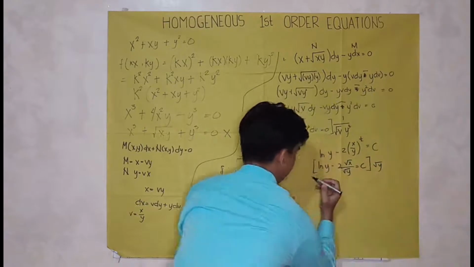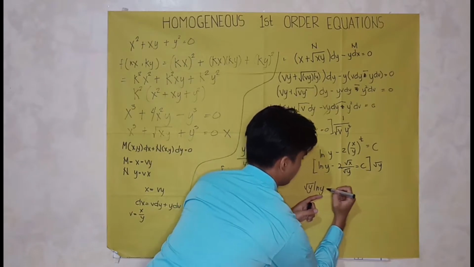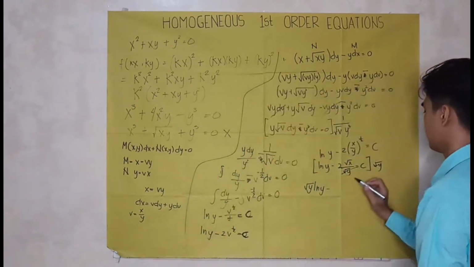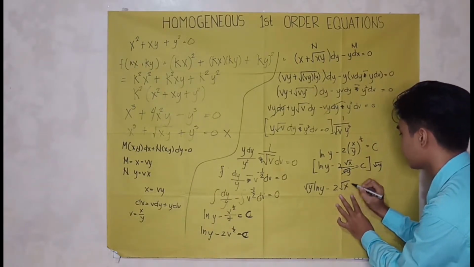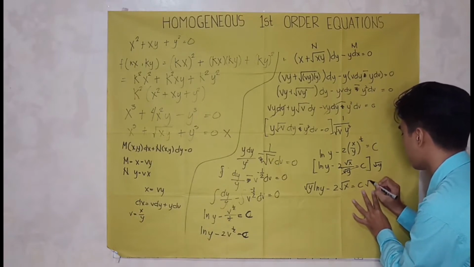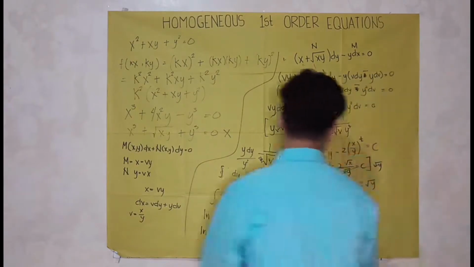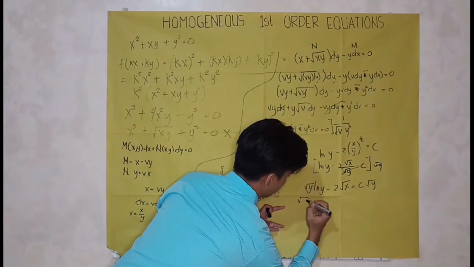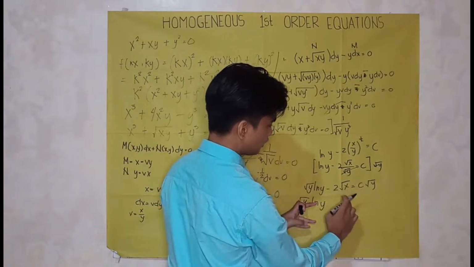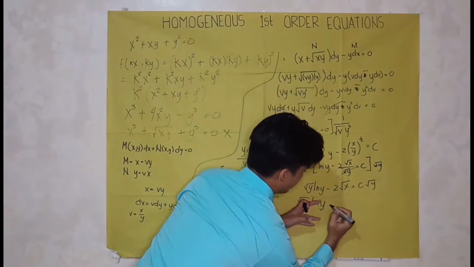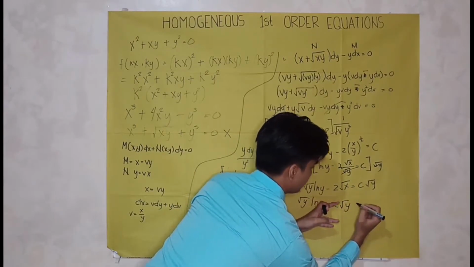So meron na po tayong square root of y, ln y minus, cancel this, yung square root of y. So magiging 2 square root of x is equals to C square root of y. So i-simplify po natin. Ito po, transpose po natin yung C. So magiging negative C square root of y.